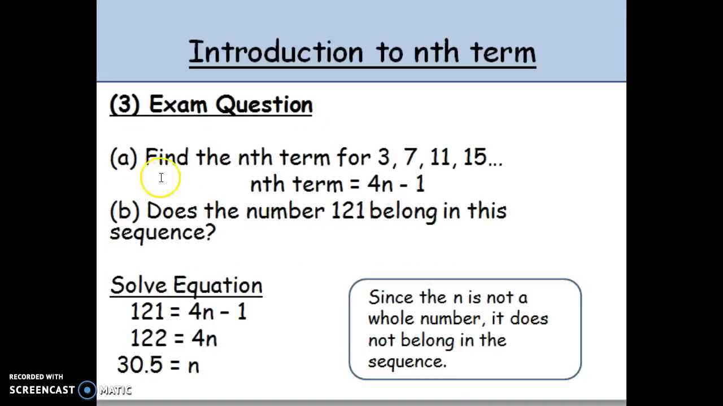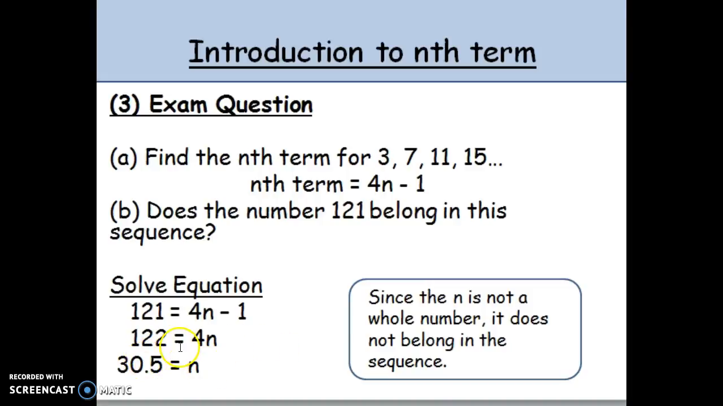Okay, so here, find the nth term for 3, 7, 11, and 15. The jump is 4, and in order for 4 to get to 3, we have to minus 1, and that's our nth term. The next one: does the number 121 belong in this sequence? Well, we could try and solve the equation. 121 is equal to 4n minus 1, which is our nth term. We do the opposite of minus 1, which is add 1. And then finally, we divide by 4, and we get 30.5 equals n.